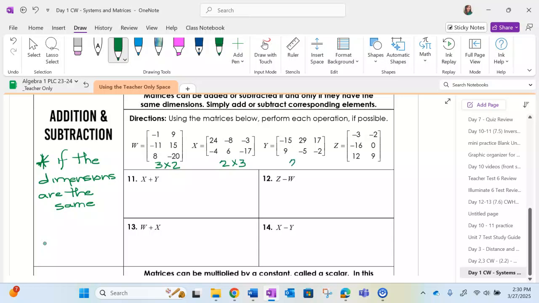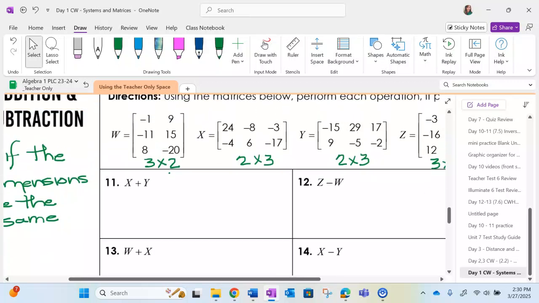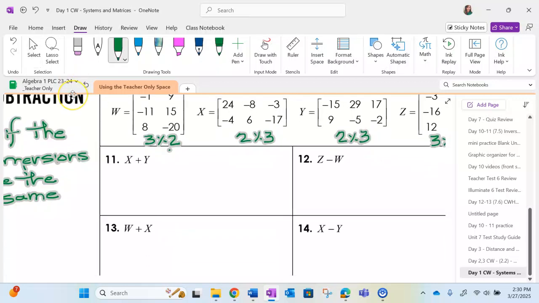But Y is also a 2 by 3. So you could add those. And Z is a 3 by 2. So only W and Z could ever be added or subtracted. All right, let's look at 11. All right, so I need to make sure I can see them all. There we go. So right now it's X plus Y.